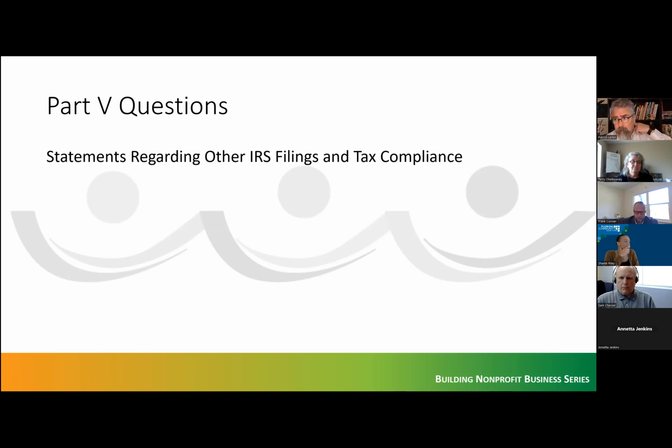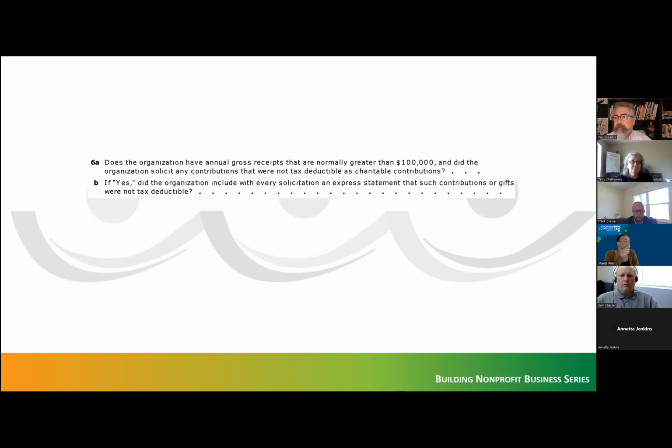So part 5, statement regarding other IRS filings and tax compliance. This is around asking other people for money. As a nonprofit organization, of course you're asking other people for money. And if you have gross receipts greater than $100,000, and did you ask anybody for funds, well, think about galas. All donations to galas are not 100% tax deductible because they're getting something in return for that. They're getting a meal, or those sorts of things.